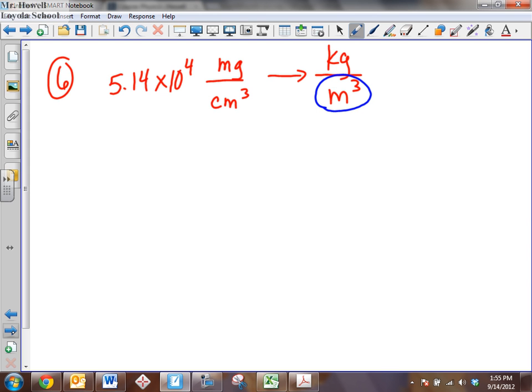Yeah, change it on your paper. It says cm cubed, centimeter cubed. Change it to meters cubed, please. That's what I was saying on the bottom of the unit, okay?